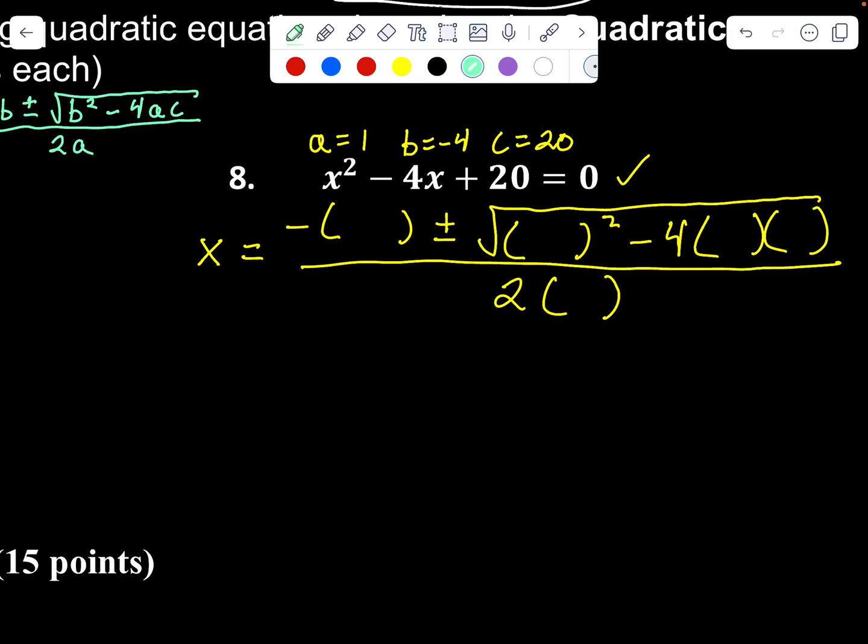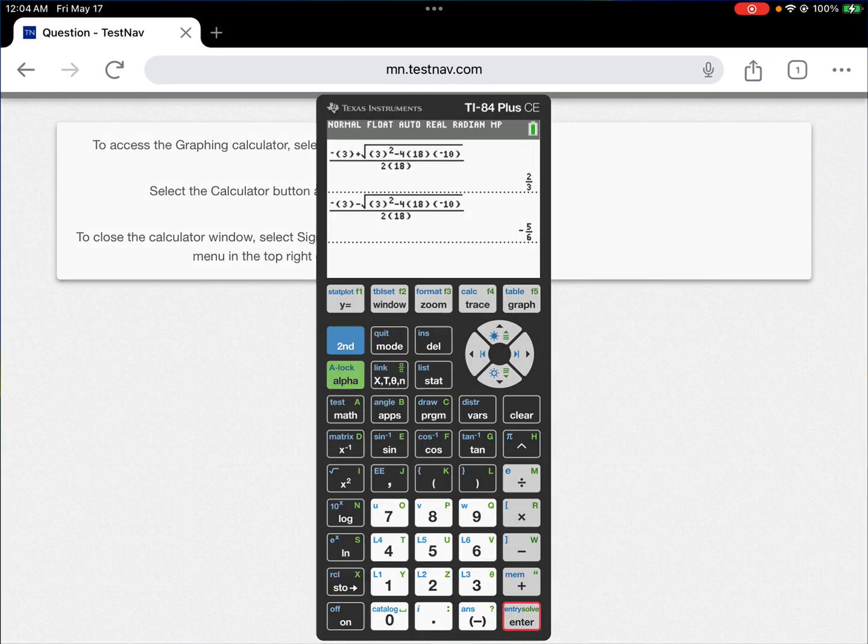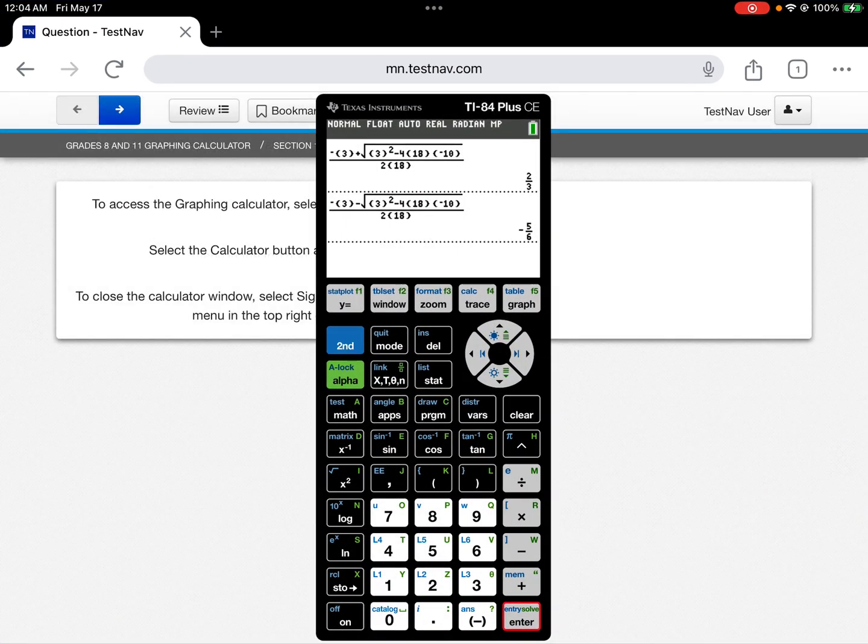So the b, that was negative 4. My a's, those were both 1. And my c was 20. Okay, so I'm going to go back to my calculator, and I'm going to plug all of this in. Okay, calculator, here we are. I go back up, and I just paste what I already did.